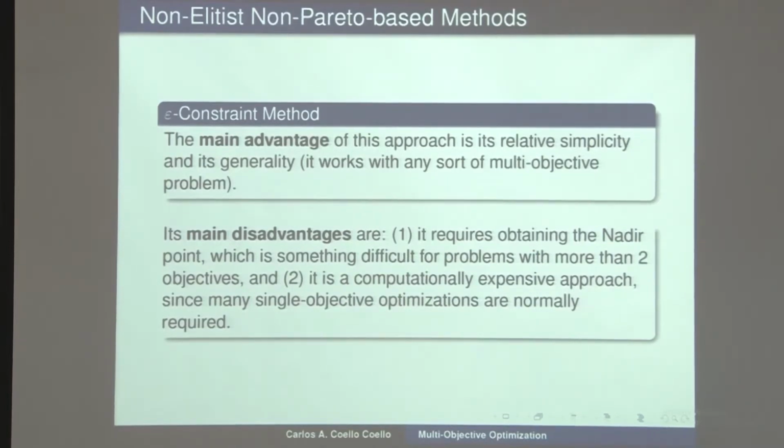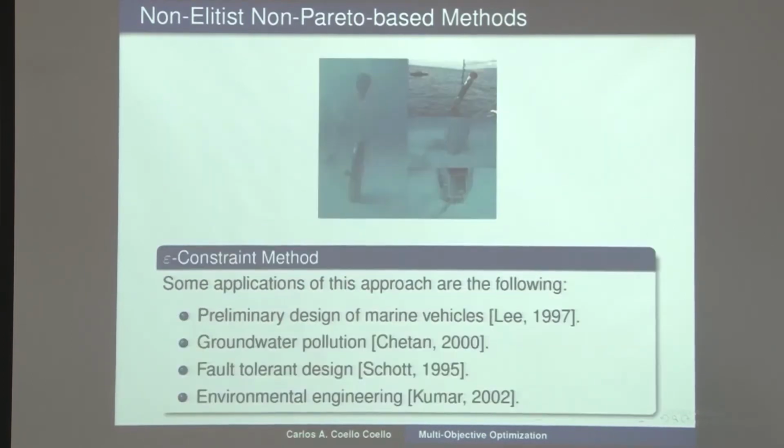Now, it's relatively simple, but it requires the nadir point, which, as I said, is difficult to find in problems with more than two objectives, and it's very expensive to use this. You can do it if you can afford it, but if not, then I don't advise you to use it. Some people have used this in engineering, for example, to design submarines, for automatic control, in environmental engineering, and so on.